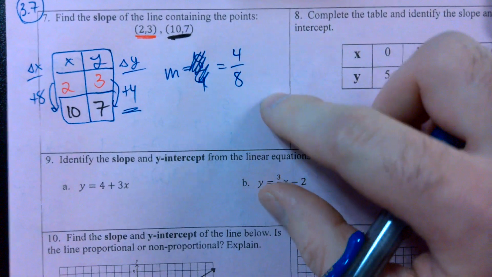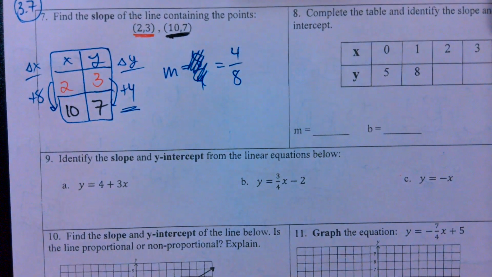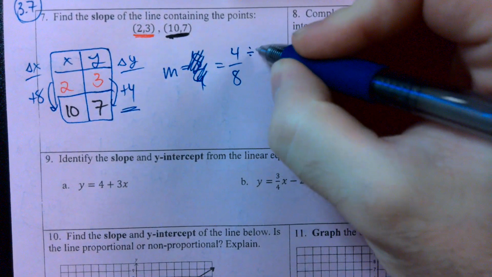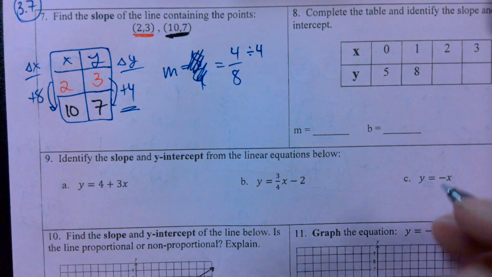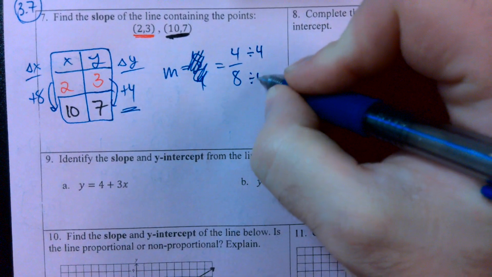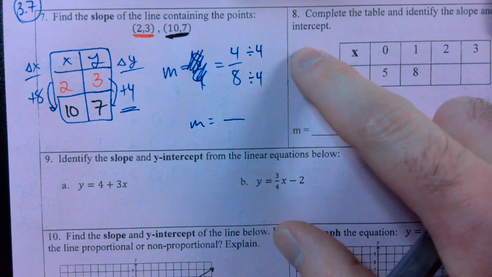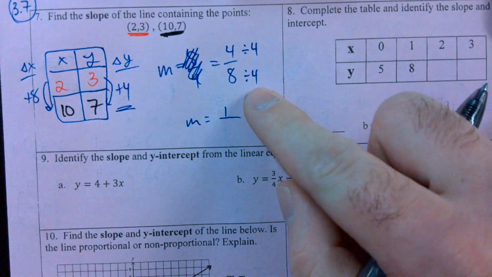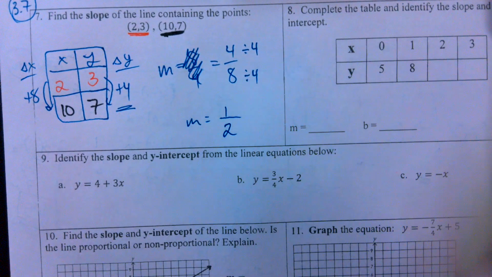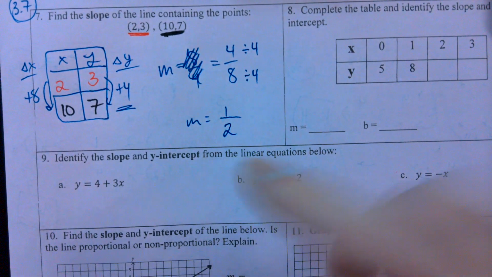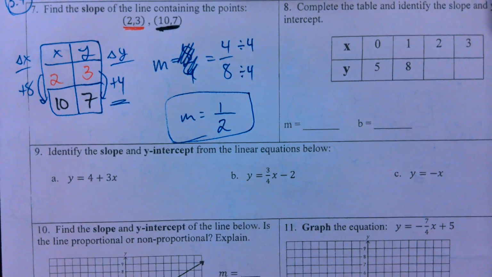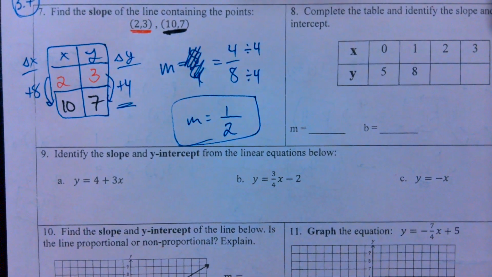Now, is there a number I can divide both of those by? 4. That's all right, I know what you meant. We can divide by 4. On the top, 4 divided by 4 is 1. On the bottom, 8 divided by 4 is 2. Can I simplify 1/2 anymore? Nope. There's my slope, nice and easy.